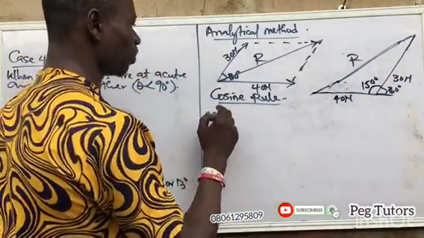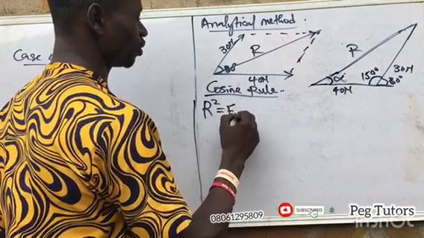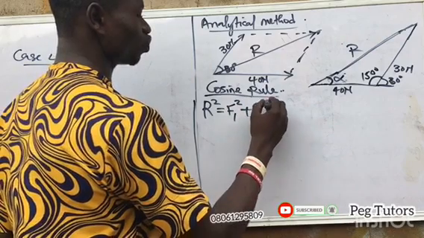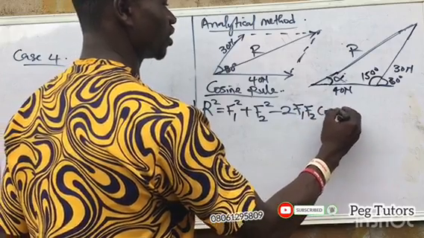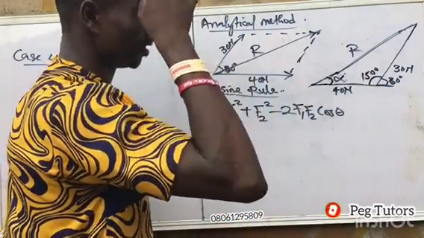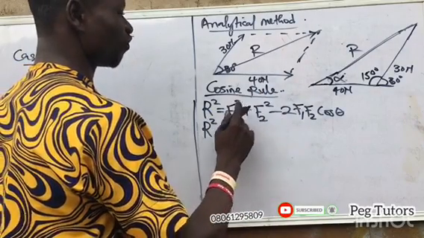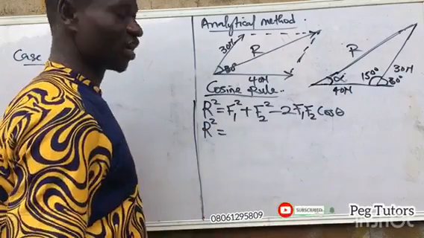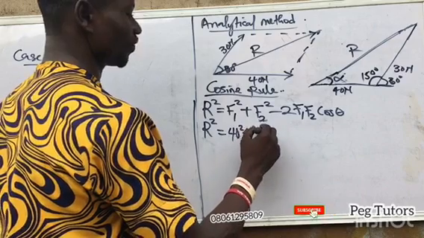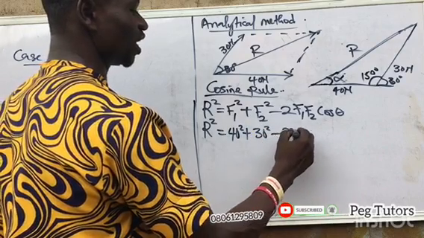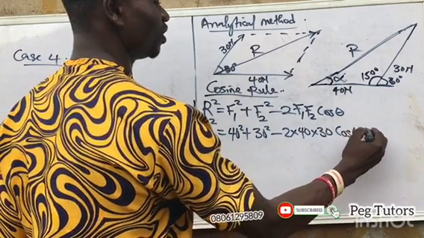150 degrees. So your cosine rule states that r squared is equal to f1 squared plus f2 squared minus 2 f1 f2 cos theta. So if we compare this with what we have in the diagram, remember we are looking for r squared. F1 can be likened to one of the vectors. So we have 40 squared plus 30 squared minus 2 times 40 times 30 cos 150 degrees.